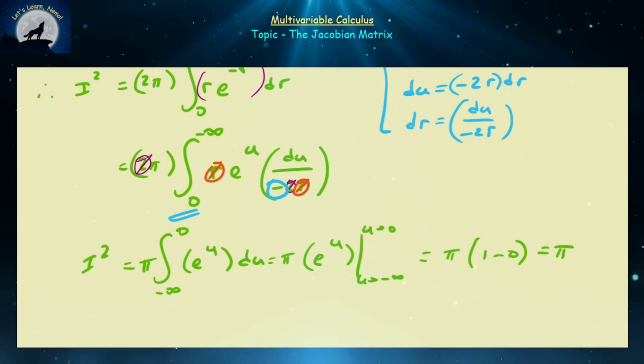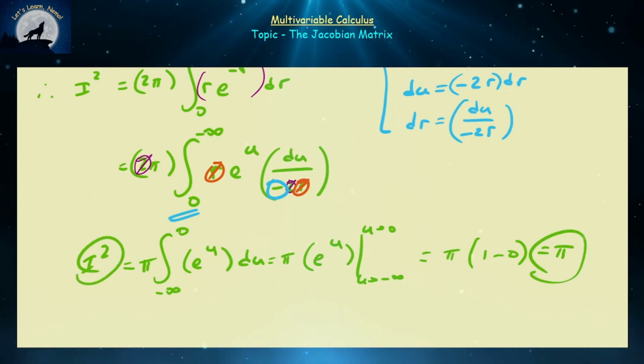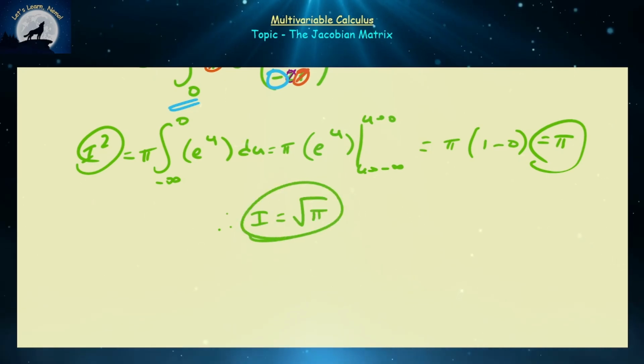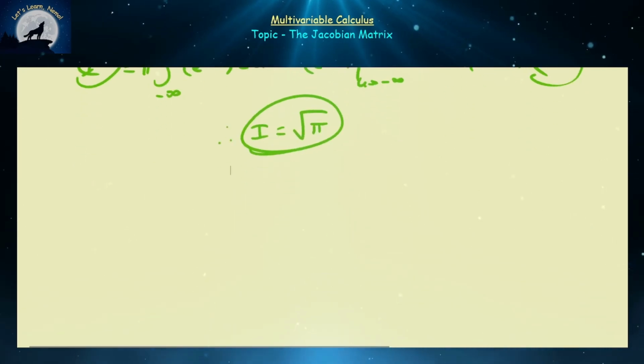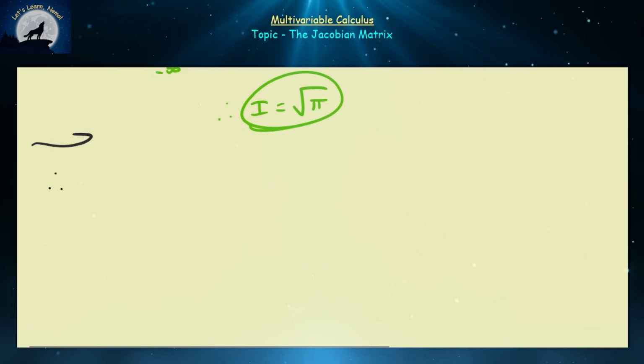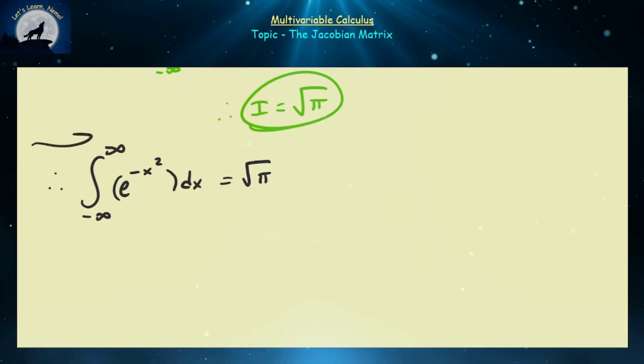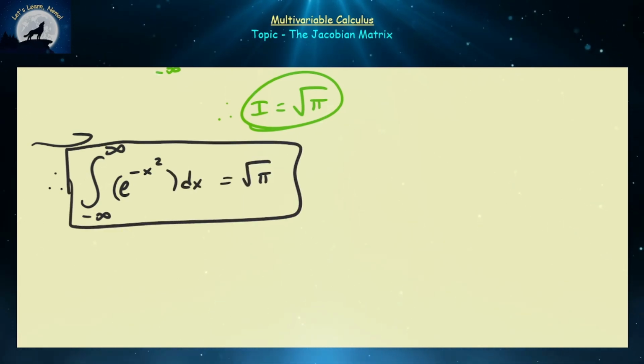But keep in mind, this is the integral I squared. So that means I will be equal to the square root of that, which is equal to the square root of pi. Right? So with that, then we can conclude that the integral from minus infinity to infinity of e to the minus x squared dx will just be equal to the square root of pi. Isn't that a beautiful integral?